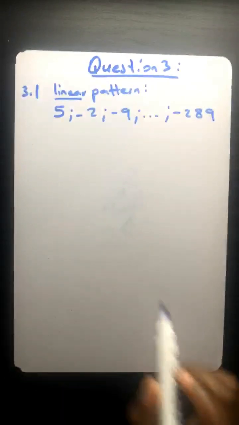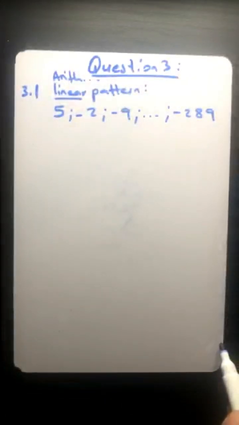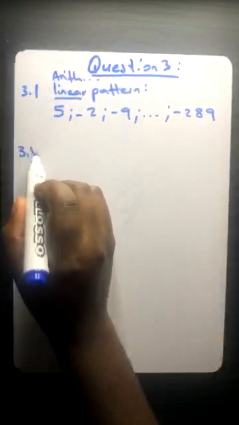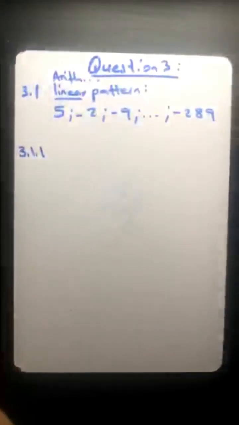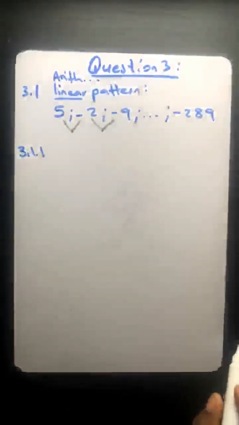Most importantly, before you can start answering the questions, you need to know the type of sequence or pattern that you're dealing with. In this case, they have specified that the type is linear, and we do know very well that they call it either a linear or an arithmetic pattern. So now that we know the type of pattern, we can straight away try to answer the questions. But let's just quickly confirm if indeed it is a linear pattern. How do we do that? We need to check if we are going to get a common difference.